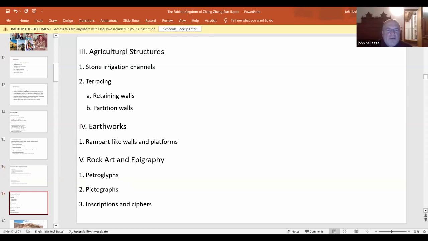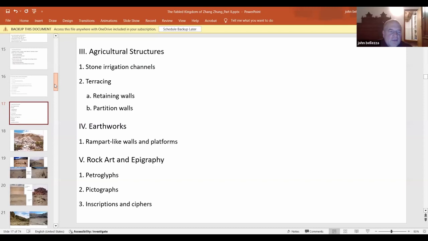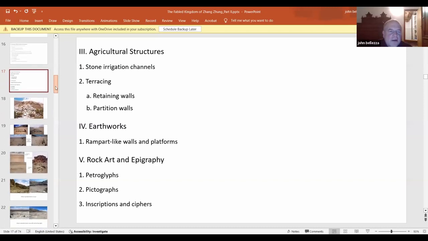We'll look very briefly at agricultural structures and rock art, epigraphy, earthworks. We won't look at that. Those are found in the Zhang Zhung area. We won't be looking at that today. And the rock inscriptions is really another talk. And this talk is, we just want to have fun here.